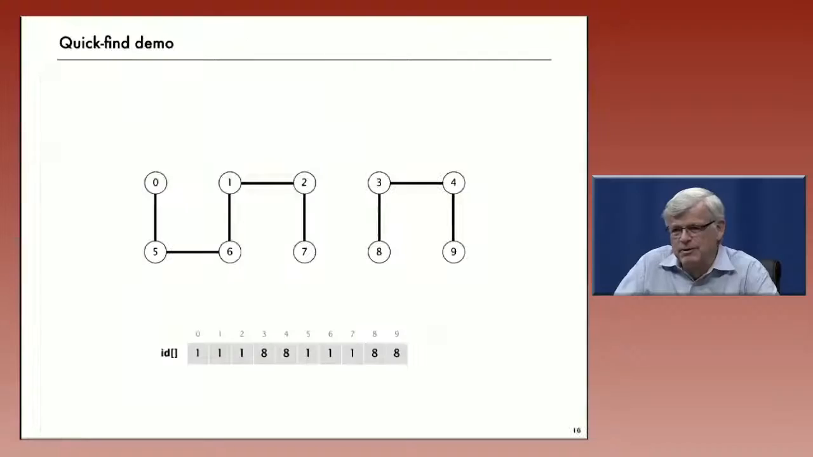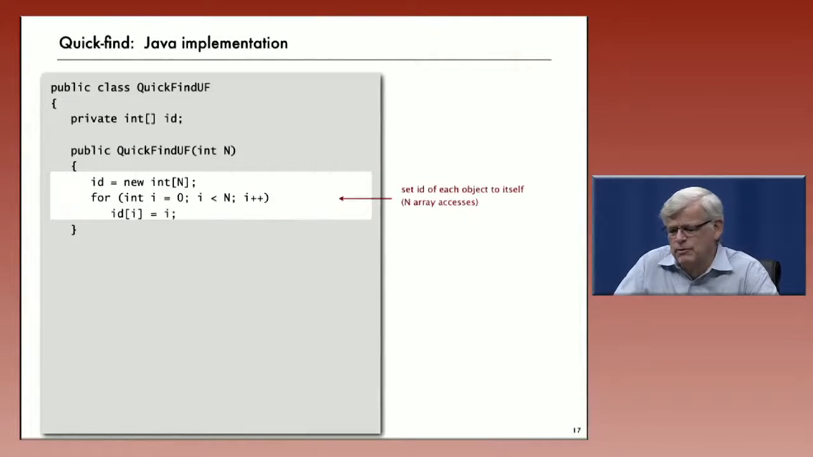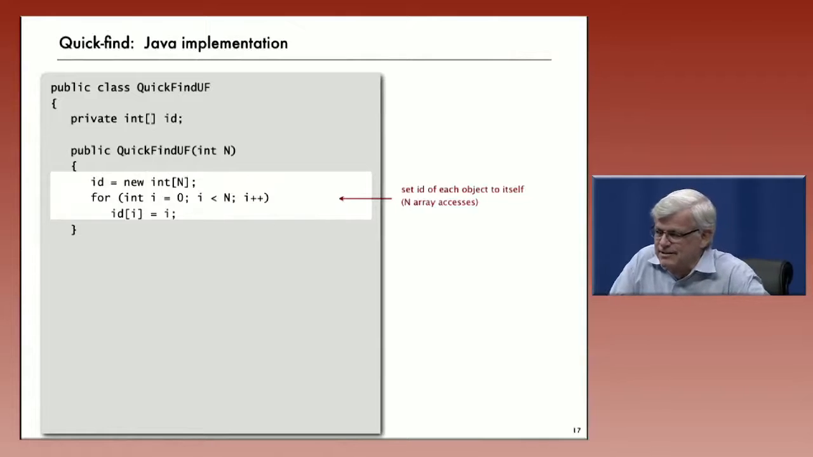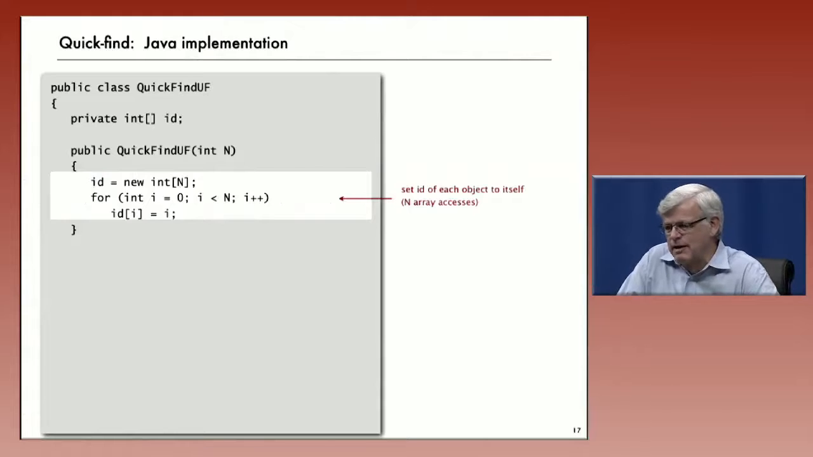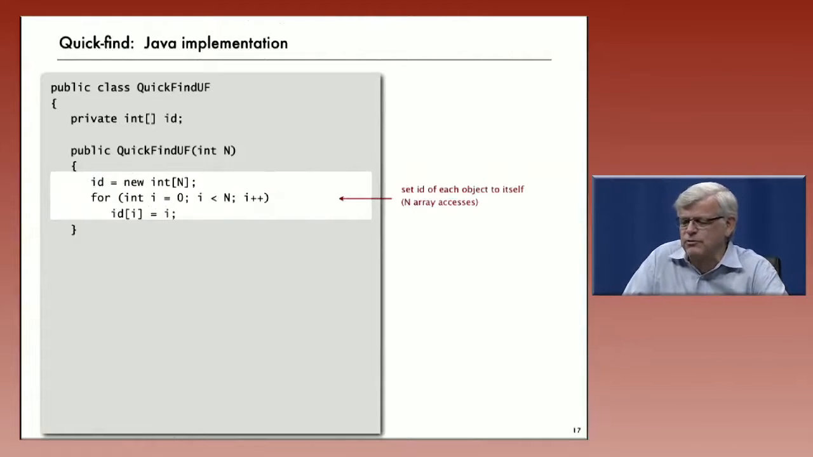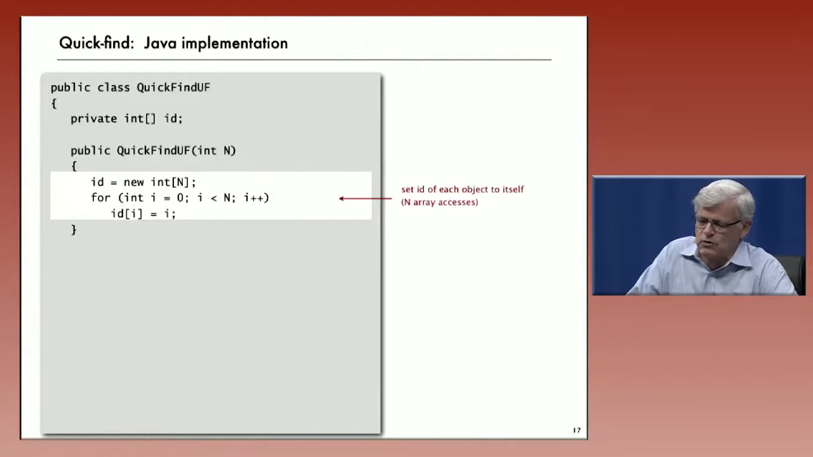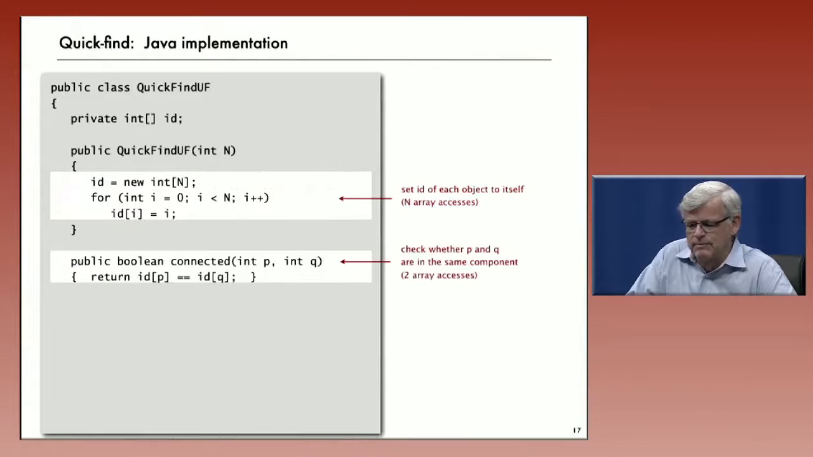Okay, with this concrete demo in mind, then moving to coding up this algorithm is pretty straightforward. Although it's an interesting programming exercise that a lot of us would get wrong the first time. So let's start with the constructor. Well, we have a private integer array, that's our ID array, that's the data structure that's going to support this implementation. The constructor has to create the array and then go through and set the value corresponding to each index I to I. That's straightforward.